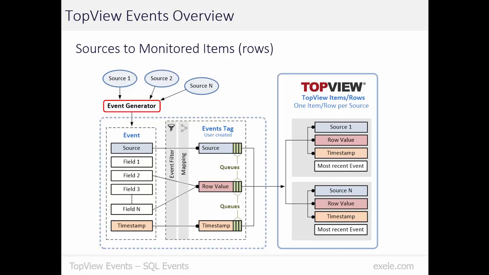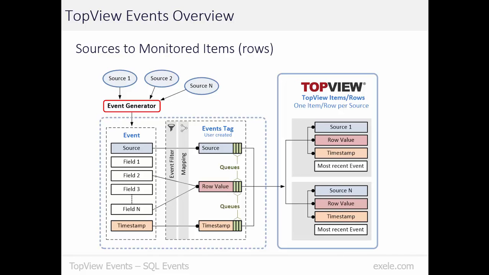The events tag is the glue between TopView and the events. Each events tag defines a category of events that are of interest to the user. Some of the arriving events will be used while others may be discarded. The events tag maps the event source and timestamp and allows the user to customize the row value which is used to monitor event state in TopView.